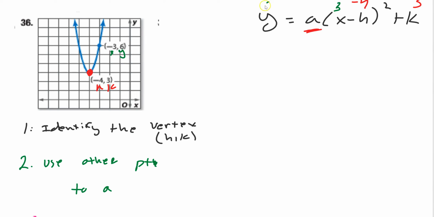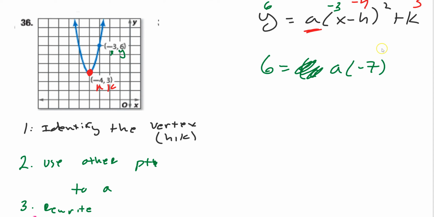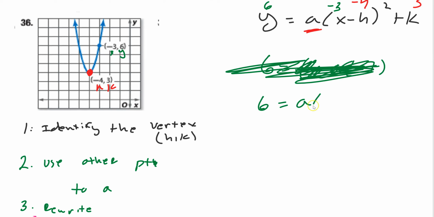Now once I have that, I'm going to rewrite it all. Once you find your a and your h and k, rewrite it all. So again, find your vertex as your h and k. You want to find the a, use the other point as an x and y to plug it in. So we're going to get this. 6 equals a times negative 3 minus 4 is negative 7. I messed that up. It's all bad. So 6 equals a times negative 3 plus 4, double negative, plus 3. This is saying 1. 1 squared is just a.